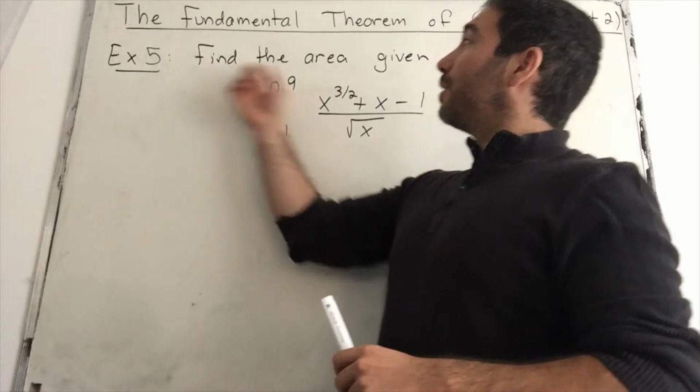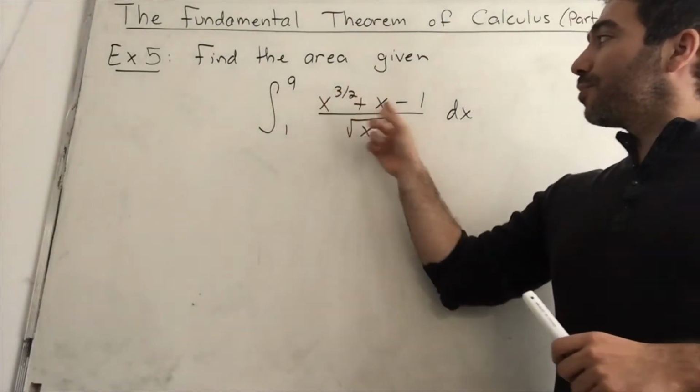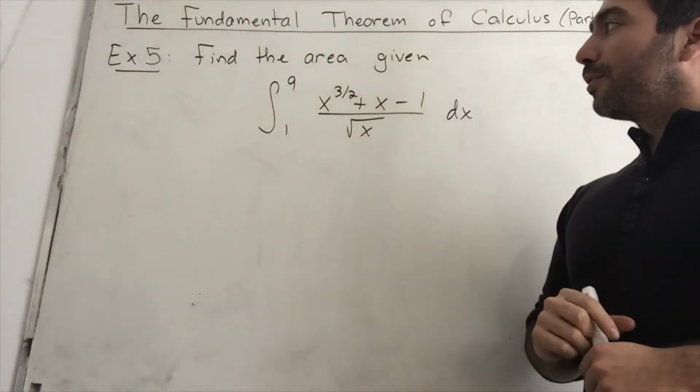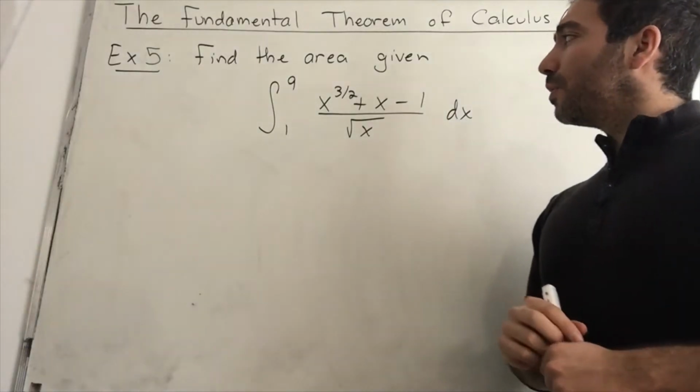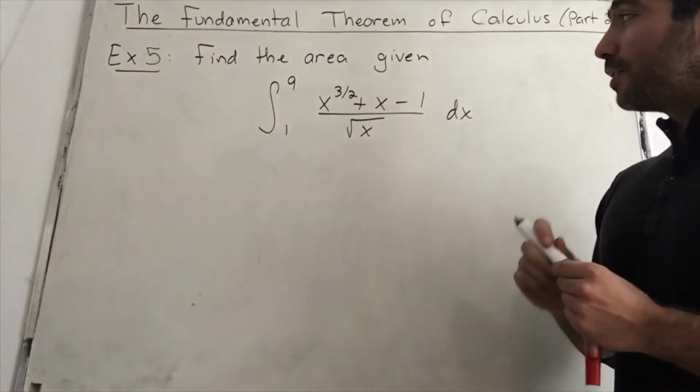So the following example, it says to find the area given the integral from 1 to 9 of x to the 3/2 plus x minus 1, all that divided by square root of x, integrating with respect to x. So pause the video, give this a shot, see if you're able to solve it. I'm going to go ahead and solve it now.